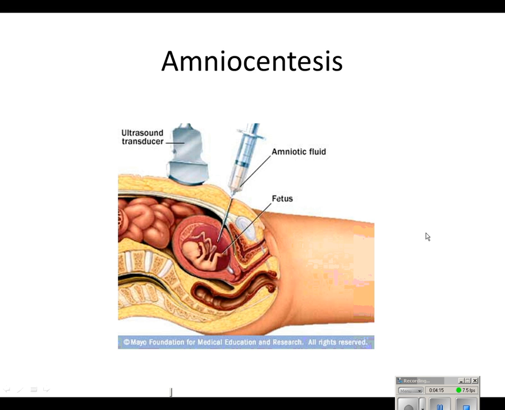If a woman has had past instances of problems with births, or in an older woman trying to have children, they may do this as well. So this is how they're going to collect the fluid around the fetus. This would be the amniotic fluid, hence amniocentesis. And then they're going to take a karyotype.